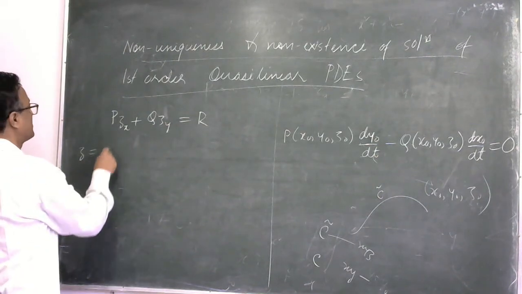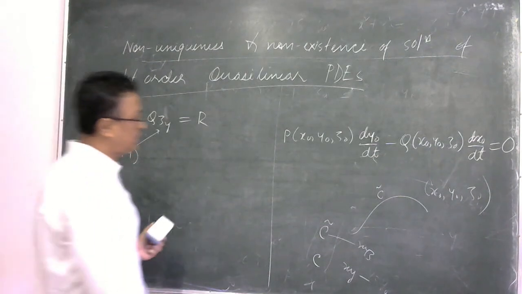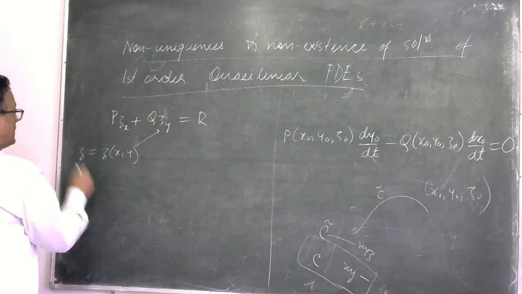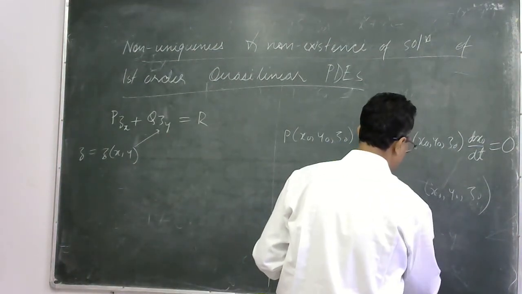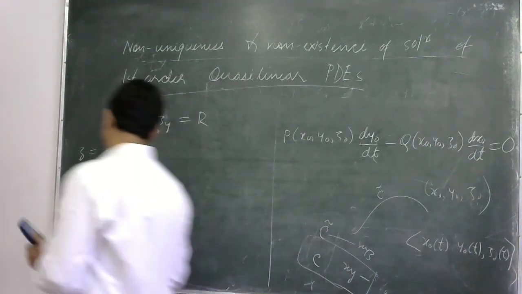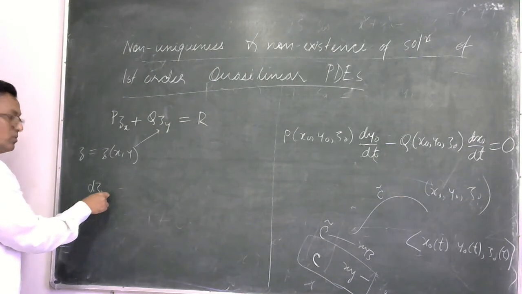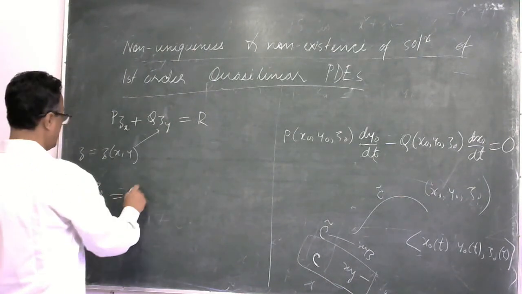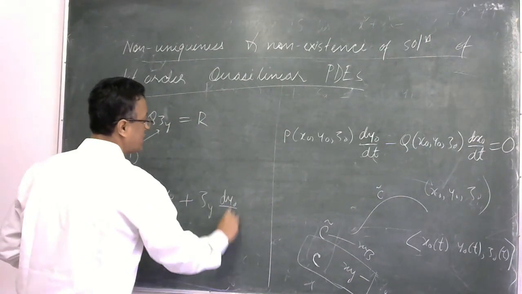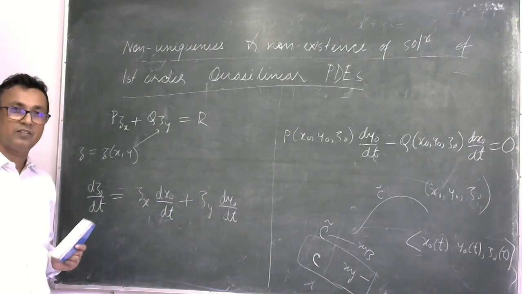And if z is the solution of this differential equation, then what must happen on the curve C, if I parameterize this curve C tilde by this? Along the curve C, if you want to find out dz0/dt, this is simply z_x dx0/dt plus z_y dy0/dt. Agree? Fine?